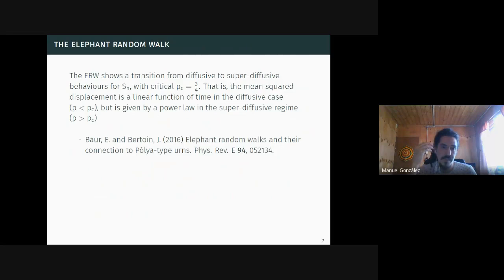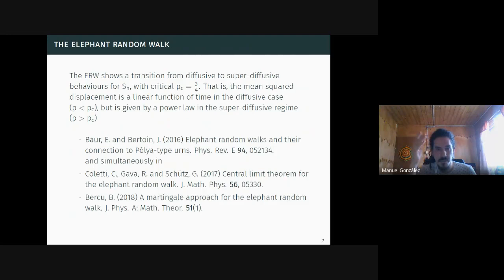This phase transition was first brought by these two authors. And the idea was the relation of the elephant random walk with a process that is a kind of urn model, a Pólya-type urn. And in parallel, Coletti, Gava, and Schütz proved similar results by using some tools from a martingale approach. This martingale approach was formalized by Bercu in this paper in 2018. Then the main characteristic of the elephant random walk is this phase transition.